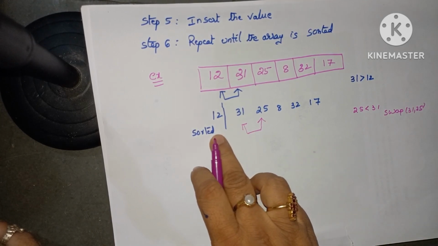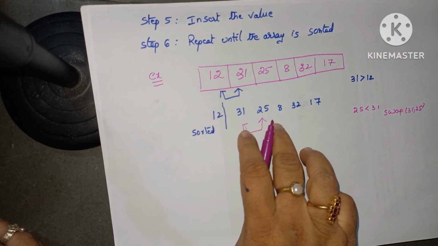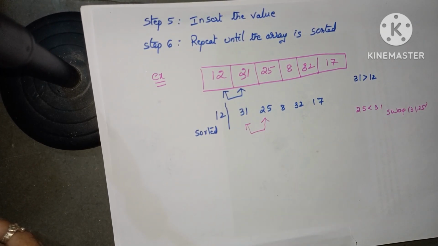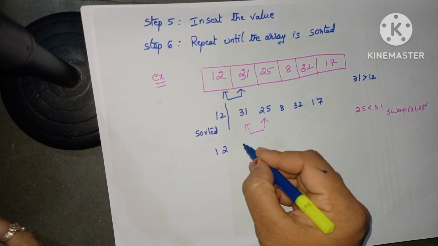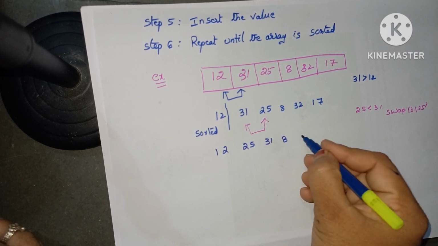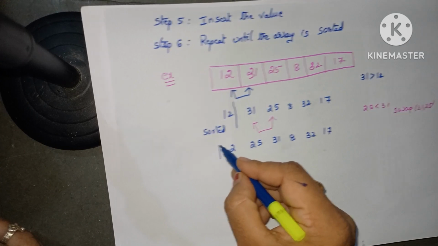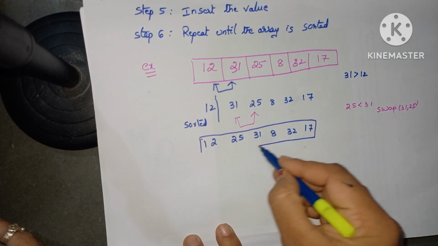Already, how many elements are there in the sorted array? Only one element is there. So not only shifting these two, compare with other elements also. After shifting, the elements are like this. 12 is already in the sorted array. Then these two elements are swapped, 25 and 31. Then 8, 32, 17 are not changed at all. Okay, so this is the array.